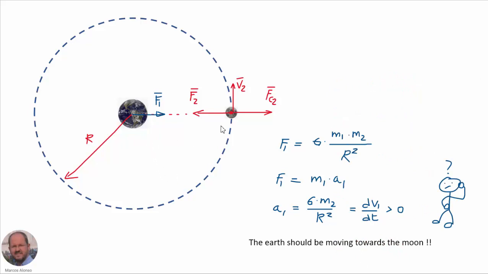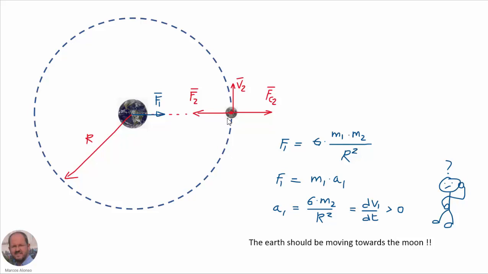However, if we think a little bit more about this model, we will see that this situation is not possible because the Moon is also exerting a force on the Earth, F1, which has this value here, also given by the gravitational law. So if there is a force on the Earth, then there is also an acceleration that can be calculated using this expression. So if there is an acceleration, the Earth should be moving in the direction of the force towards the Moon, and eventually it will reach the Moon, and this would be catastrophic.